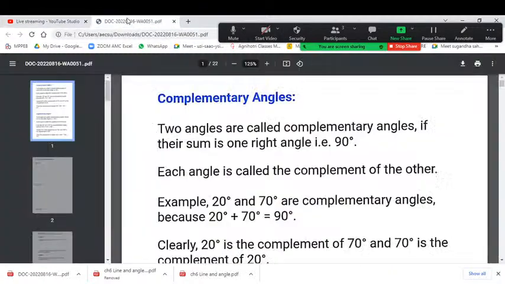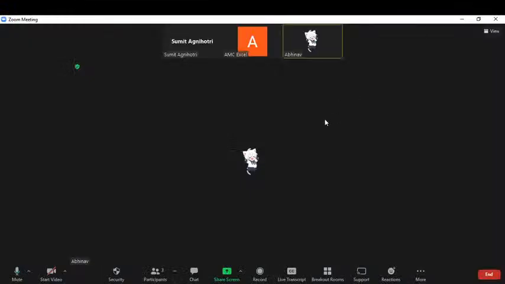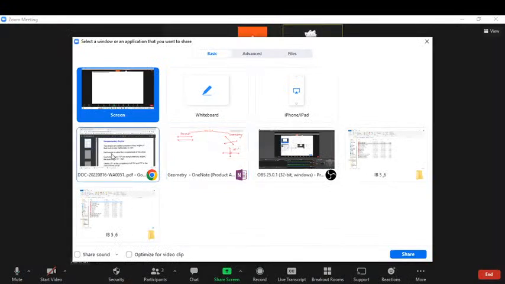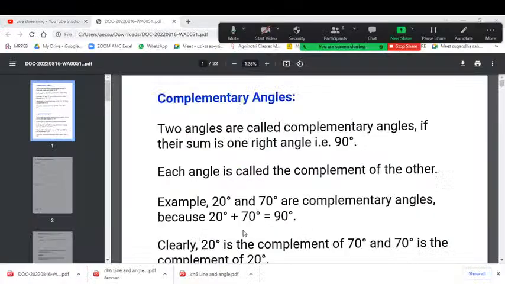Okay, all right. Now I want you to focus here and observe these details in front of you. The first thing is complementary angle that you just answered. The sum should be 90, and here I have an example for you. 20 and 70 are complementary because they sum up to give you 90.